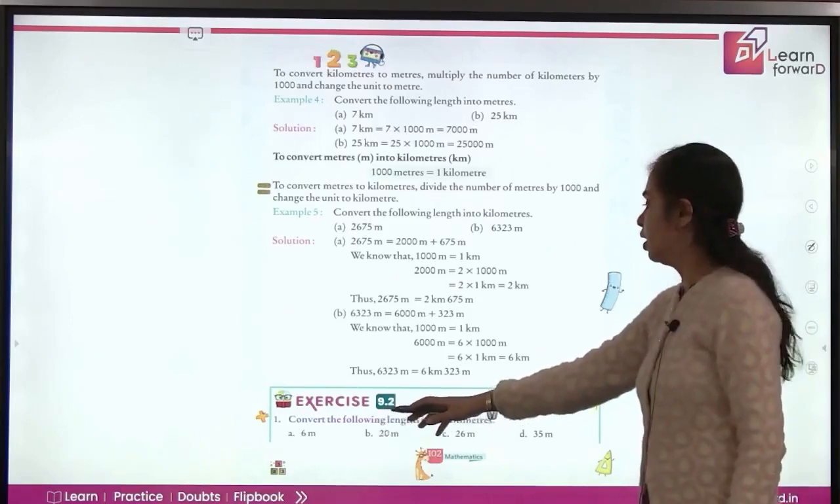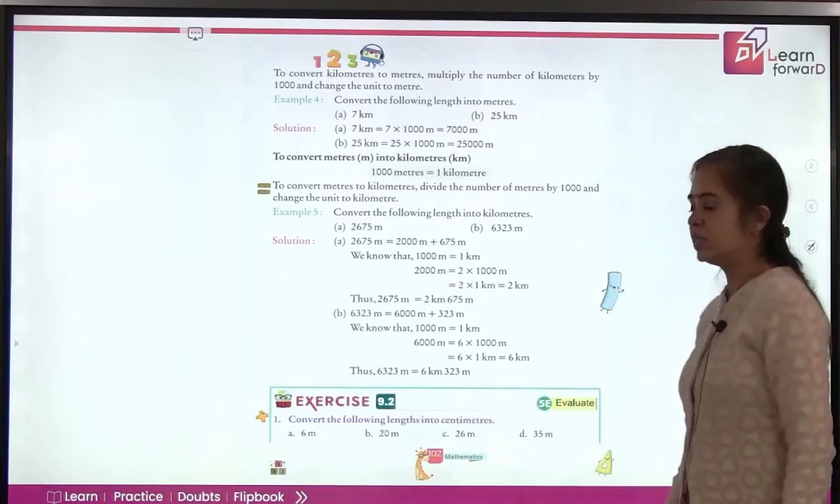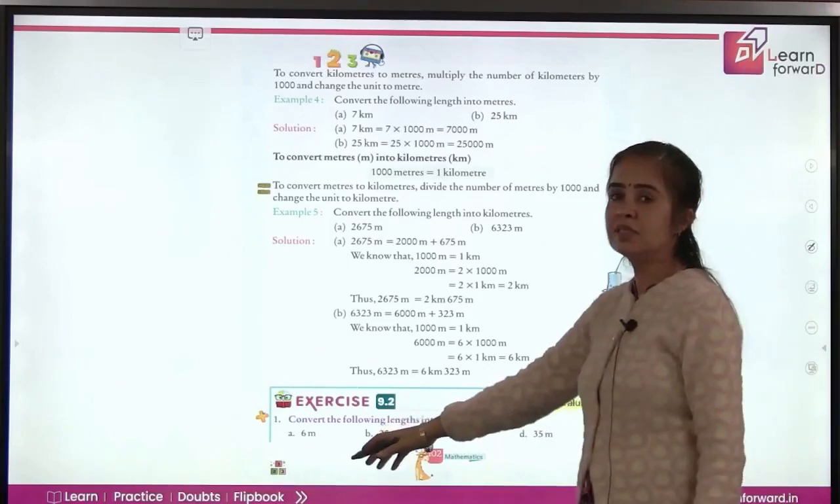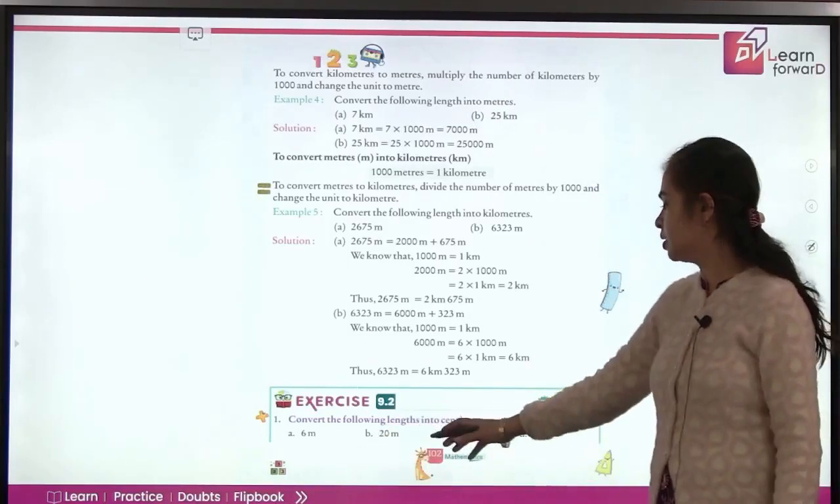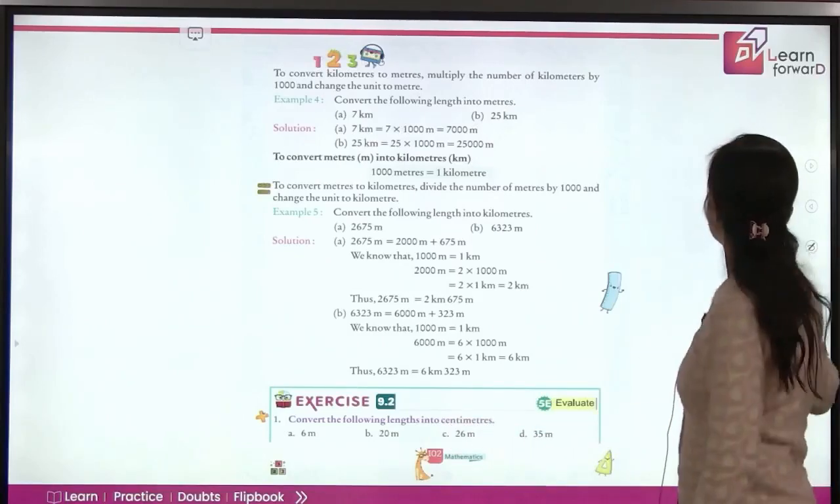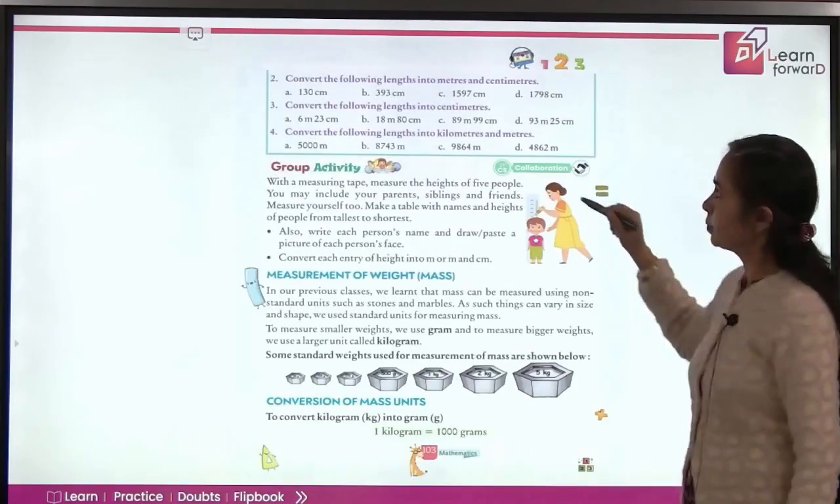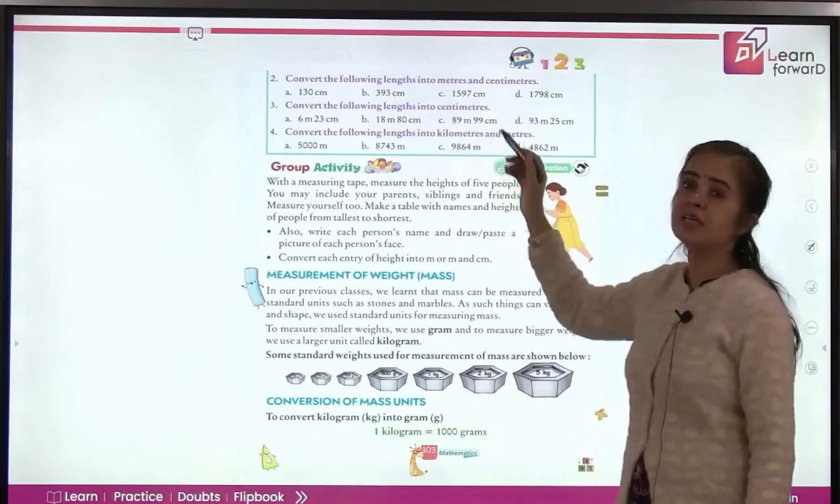Now here convert the following lengths into centimeters. So 6 meters is good, 6 into 100, which is 600 centimeters. Similarly, we can convert the other meters into centimeters. Convert these into meters and centimeters.